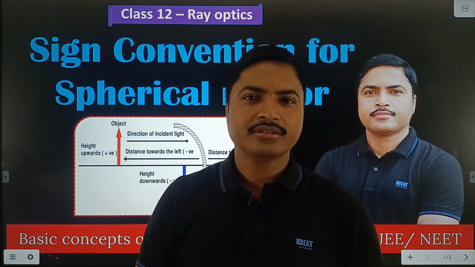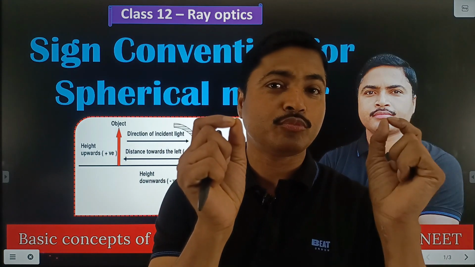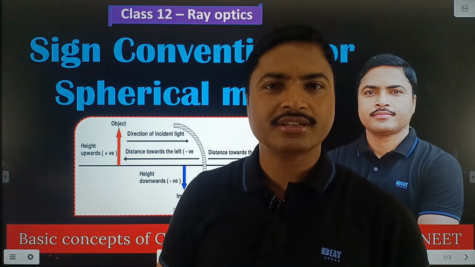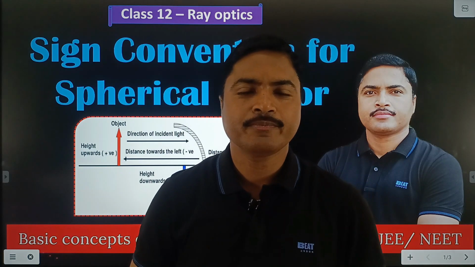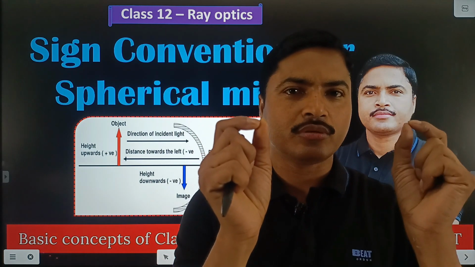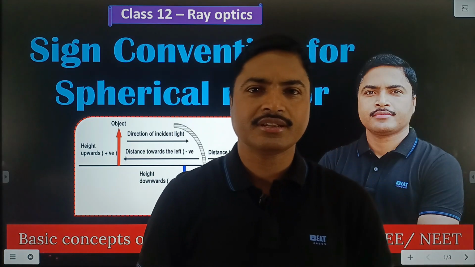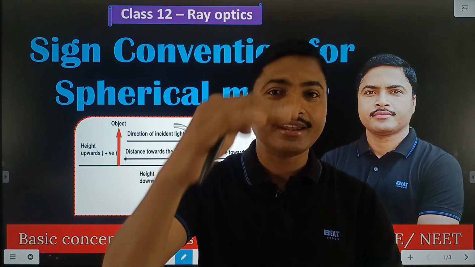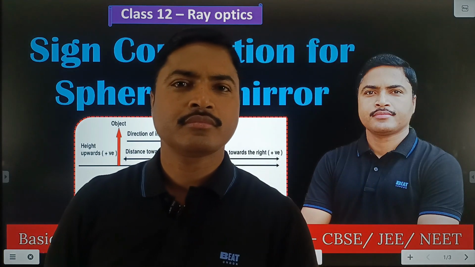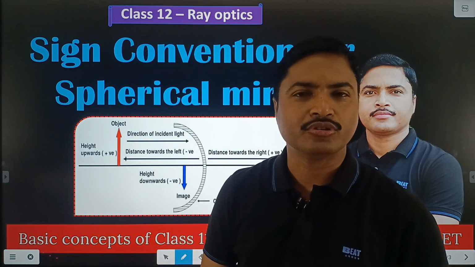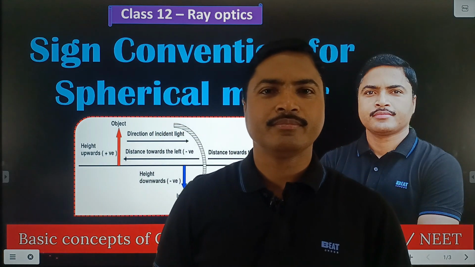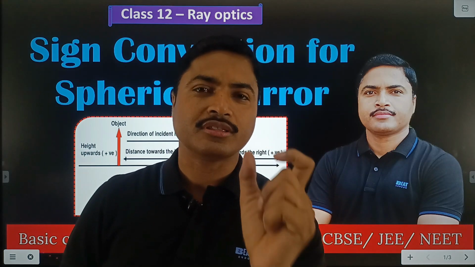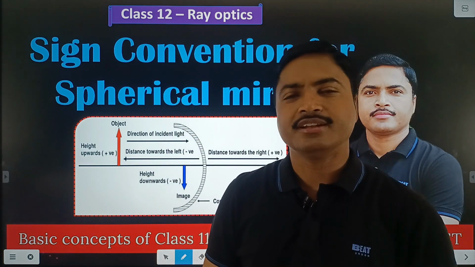Object distance means the distance between the pole and the position of the object. Image distance means the distance between the pole and the position of the image. Similarly, the height of the object and the height of the image. Clear? Then which one is positive and which one is negative? For this, sign convention is needed.